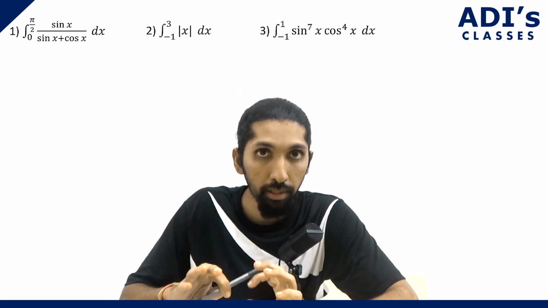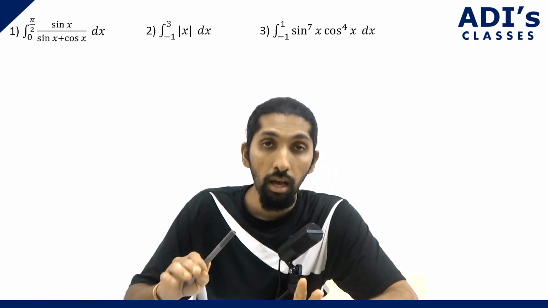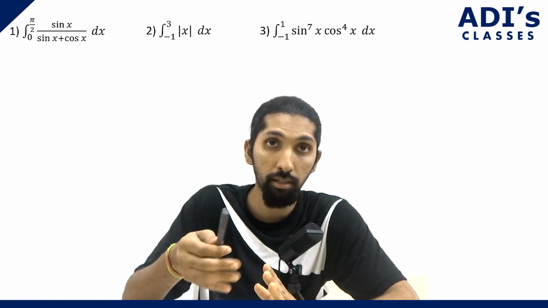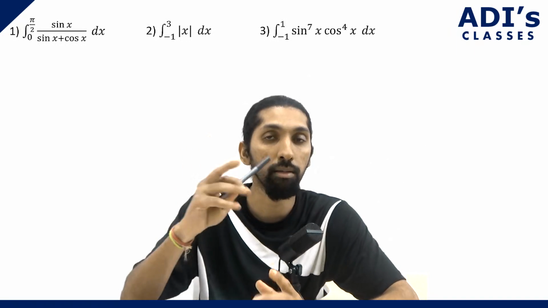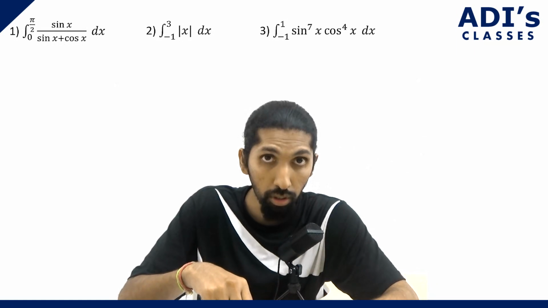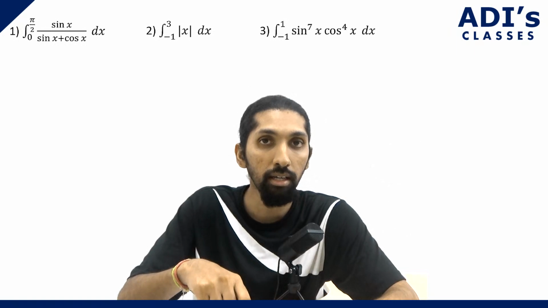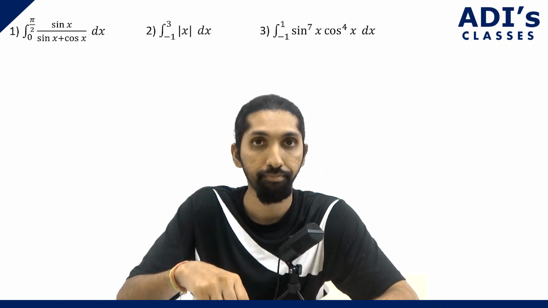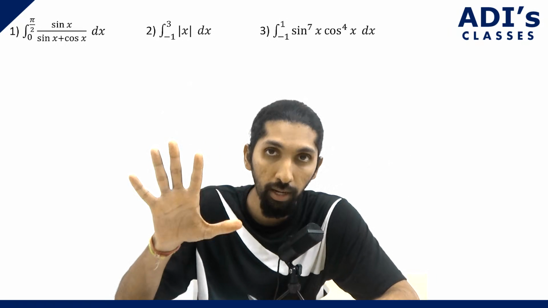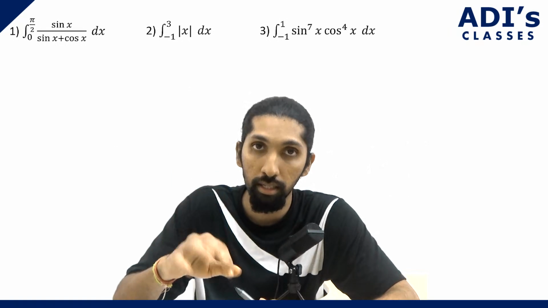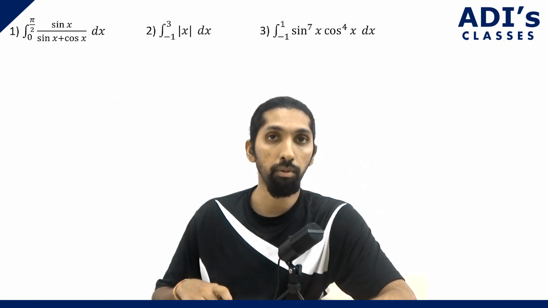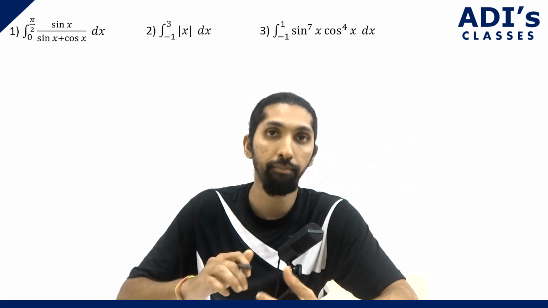So these 3 properties, if you know them very well, around 98 to 99% of the problems will come from only these 3 properties. The rest of the properties, if you know them, that's good, but they're not really used in any of the problems. So just property 3, then property 5, and property 8. These 3 are very, very important. Clear?